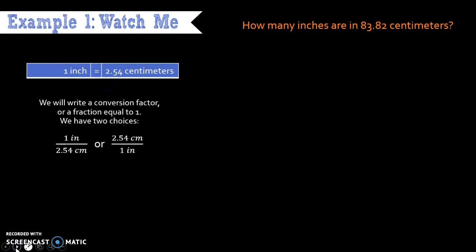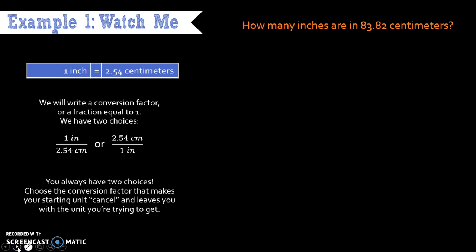We're going to write a conversion factor, or a fraction equal to 1. We're going to have two choices. We can put 1 inch on top or we can put the 1 inch on the bottom. But notice that 1 inch and 2.54 centimeters represent the exact same measurement, the same length. So either one of these fractions right here is equivalent to 1. It doesn't matter really which one you choose until you start looking at how we're going to set up the problem. Either one of those fractions is called a conversion factor.